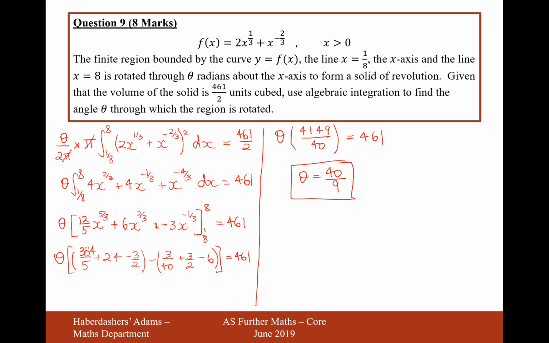So be very careful of your integration, and of substituting into your boundaries. And the key to this question was at the start: you could have sorted out the theta at the end after working out what the 360 revolution was, but thinking about the revolution as theta over 2 pi, because 2 pi would be 1 revolution, then cancel the pi's out and times it by the revolution that you'd like to rotate it round by, and then set it equal to 461 over 2, then you get your final answer there. So there we are, that's the answer to question 9.